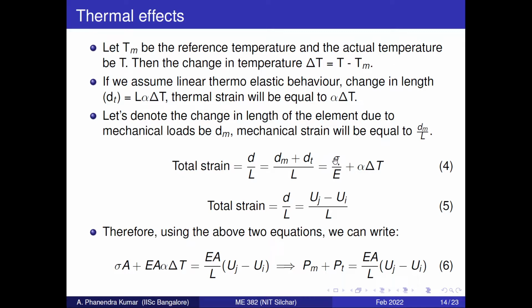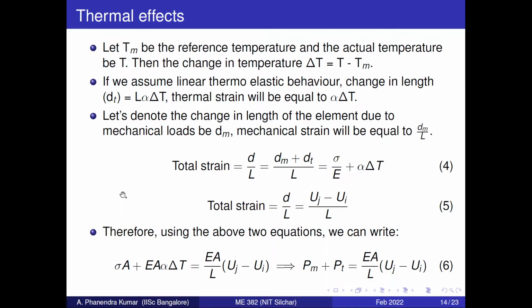We know sigma is directly proportional to strain, sigma equals E epsilon. So from there we can obtain the strain equal to sigma by E. This is one expression; let us call it equation number 4. Now the total strain, if we consider a straight element, a truss element, let's say one of the nodes is I and the other node is J.